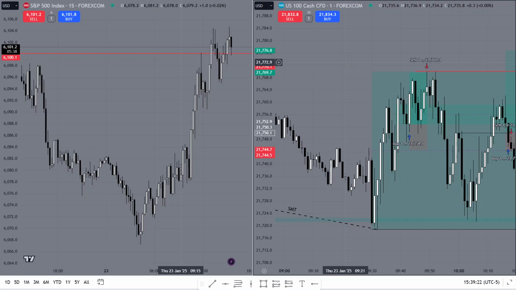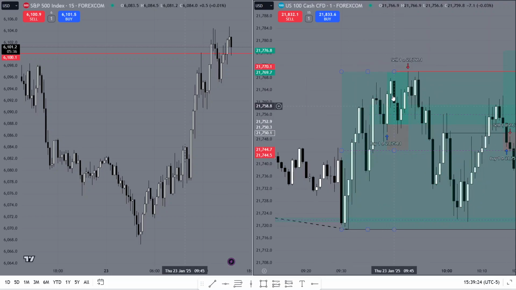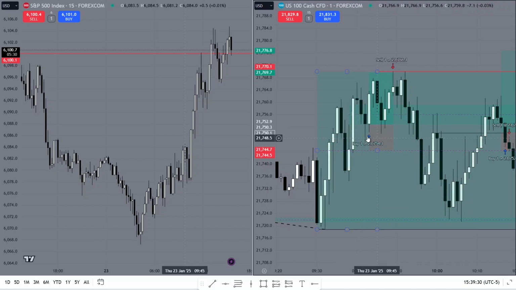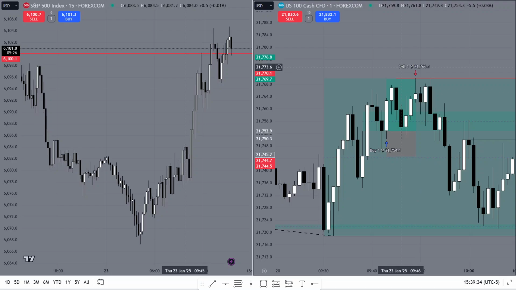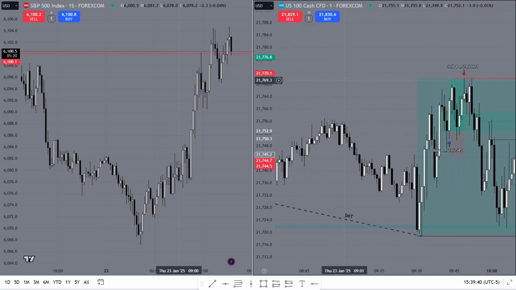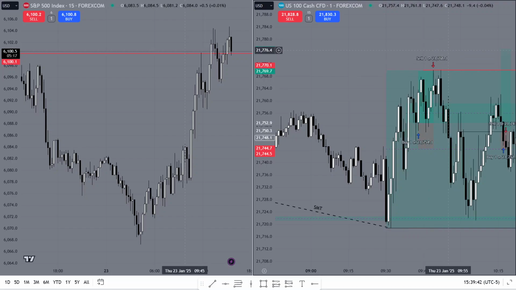Then I saw this right here, and I was like, you know what? This looks like a real choppy thing to me, because once it did this, it should have run. But it did not run. So I said, okay, let's just target these highs, and I targeted those highs, and see, it's right there.